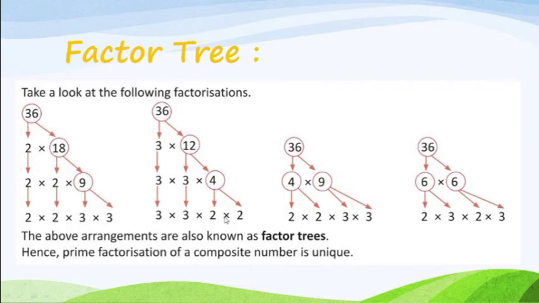Now rewrite 4 as 2 into 2. 2 twos are 4. So see, the answer matches: 2 times 2 is coming, here also 2 times 2 is coming, and 3 times 3. So this is another way to get the factors of 36. The prime factorization of 36 is the same.